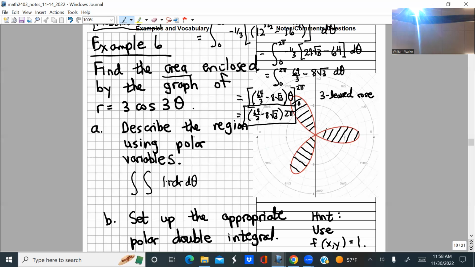So the 2 difficult parts of this problem are first describing that region of integration using polar coordinates, and then actually evaluating the double integral, because that might be tricky as well. So let's see if we can figure out how to describe that region inside that 3-leaf clover. First, what do you know about points on the 3-leaf rose themselves, on the curve itself?